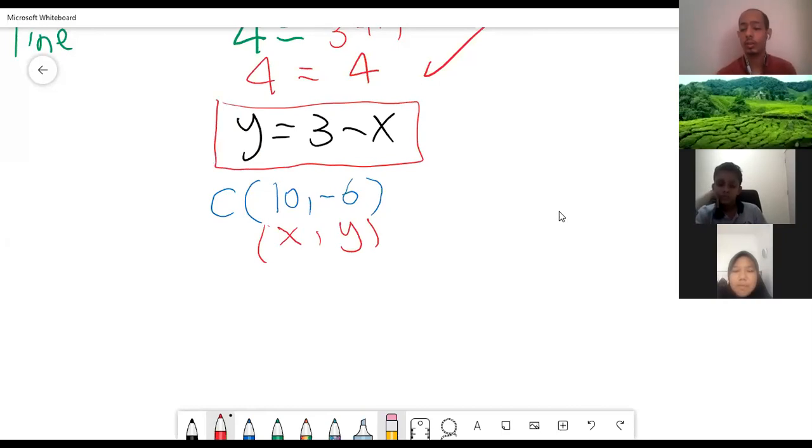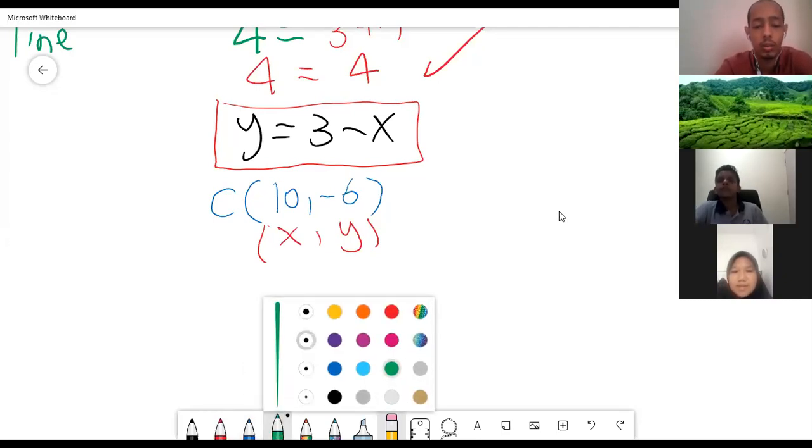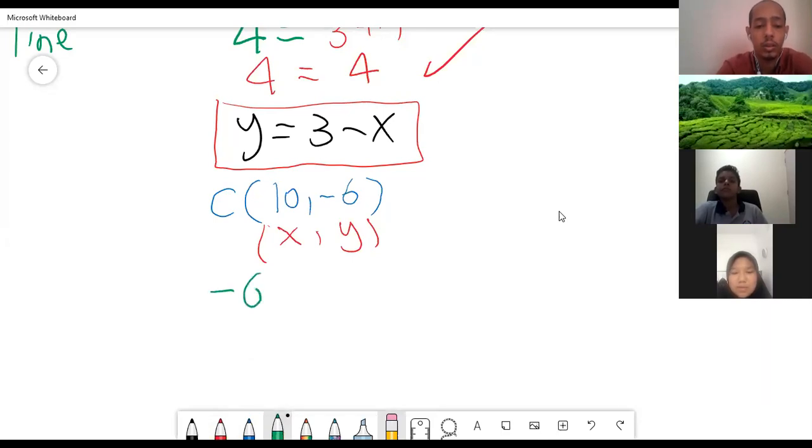So what is the function? No, the function itself: y equals 3 minus x. Now you are going to substitute the values of x and y in the function, right? Do it. Minus 6 equals 3 minus 10.